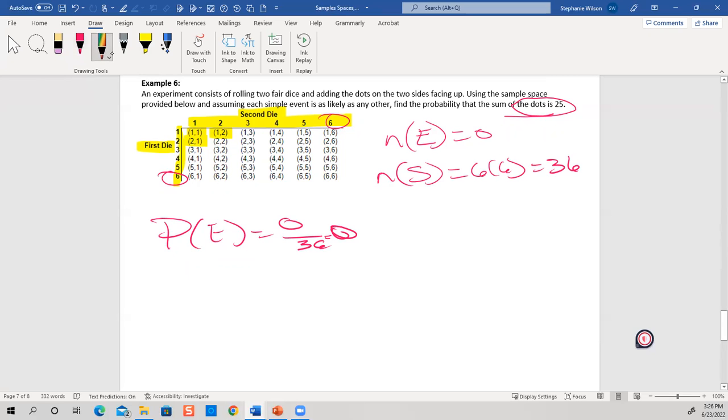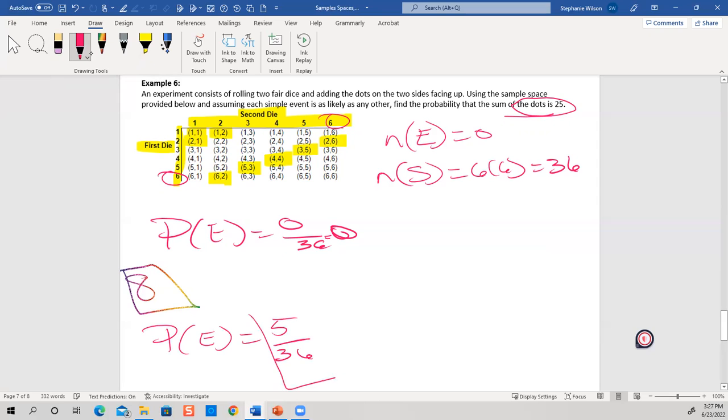What if you were asked that the sum was 8? We're going to come back to this table and look everywhere. I notice that 6 plus 2 gives me 8, 5 plus 3 gives me 8, 4 plus 4 gives me 8, 3 plus 5 gives me 8, and 2 plus 6 gives me 8. And there are 5 of them here. So the probability of this event happening is 5 over 36, and it doesn't reduce. So you kind of get the idea.